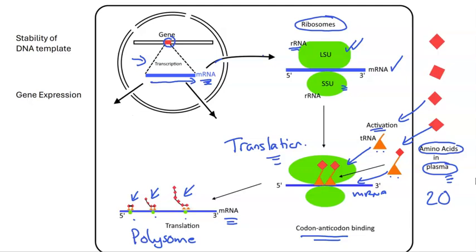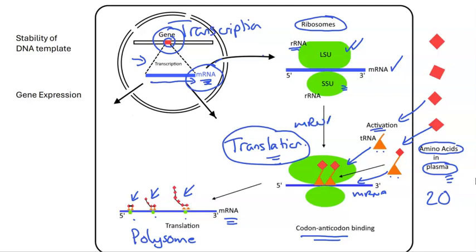Okay, so let's just summarize again. Transcription is turning the DNA into messenger RNA. And then translation is turning the messenger RNA sequence into the polypeptide sequence. So we go DNA into messenger RNA is transcription, and then messenger RNA into the polypeptide, that's translation.